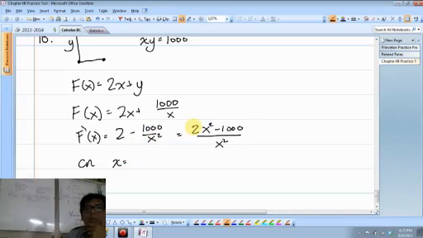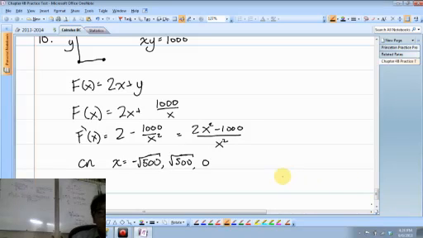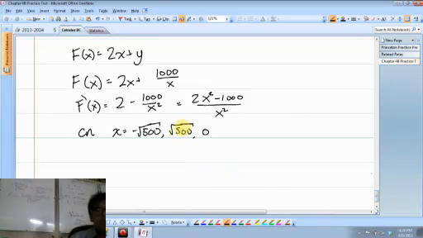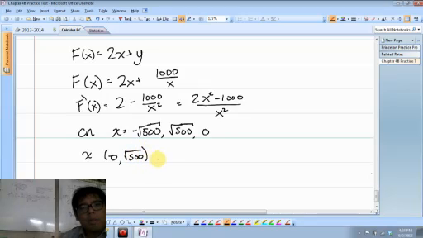Okay, critical numbers. When the numerator is equal to 0, we have 2x squared equals 1,000, so x squared equals 500. So negative root 500, positive root 500, and 0. We do know that x should be a positive number. It doesn't make sense for x to be equal to 0 or to be negative. So we only need to look at values of x from 0 to positive infinity.